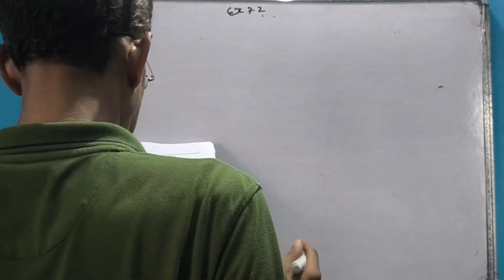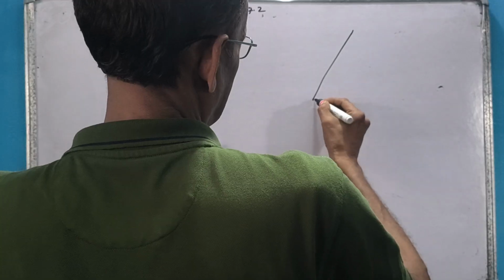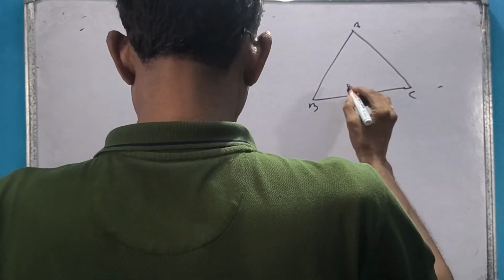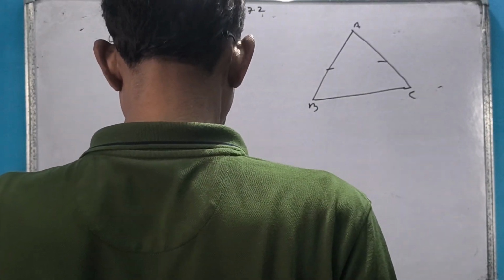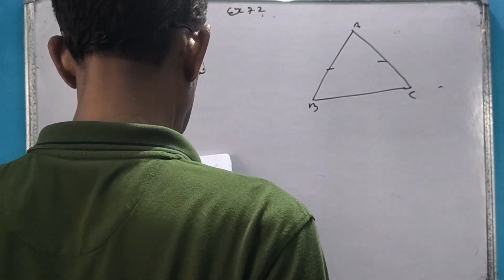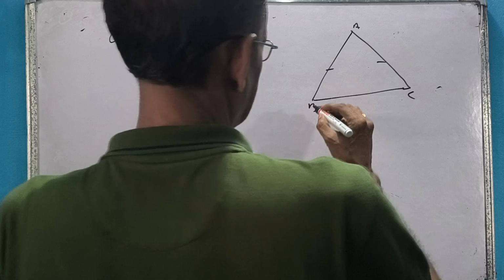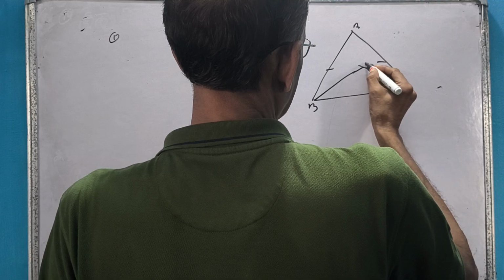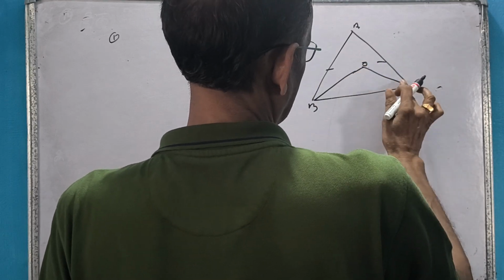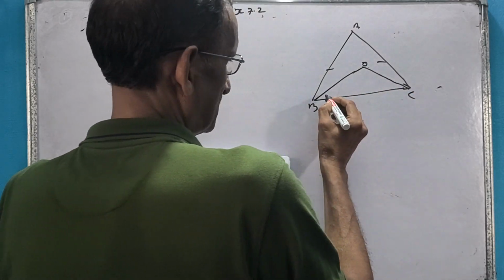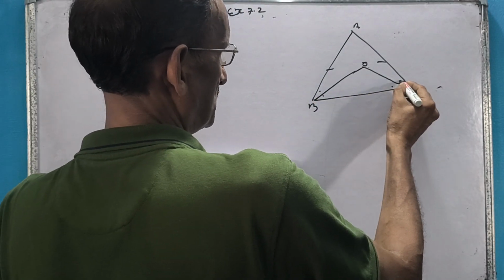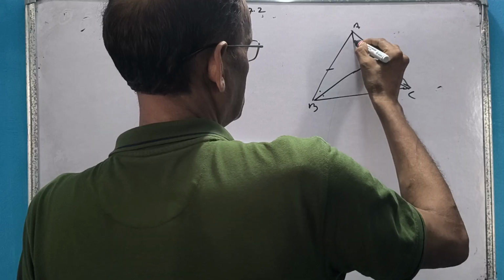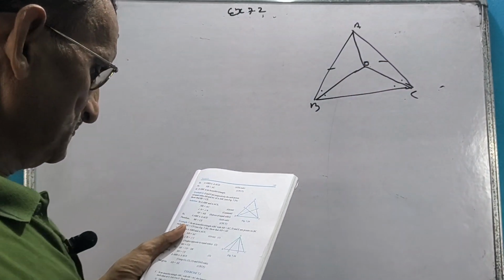So number 1, what is given? ABC is an isosceles triangle. Draw ABC as an isosceles triangle, so AB equals AC. The bisectors of angle B and angle C meet each other. Draw the bisector of angle B and angle C. They meet at O. Bisector means dividing angle B into two equal halves. Join A to O. We have to prove 1 and 2.